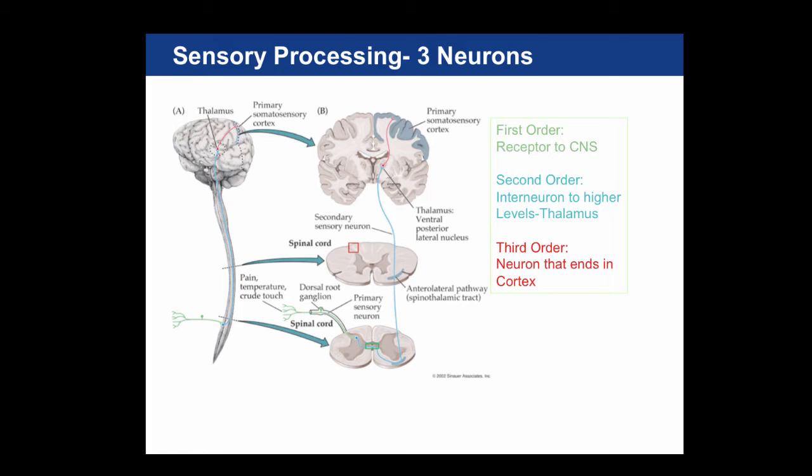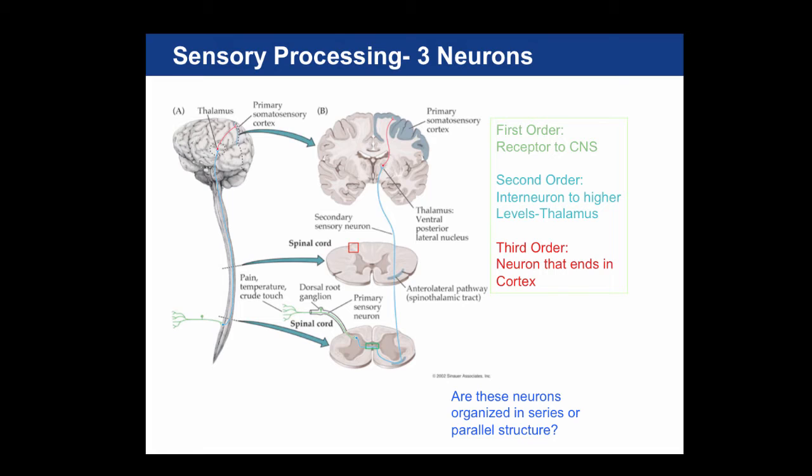So we have three neurons for sensory processing: a primary, or first-order, neuron, which carries information to the cord; a second-order neuron, which carries ascending information to the thalamus; and a third-order neuron, which carries information from the thalamus into the primary sensory cortex. If information is going to go to the cortex, this is the most common set of structures we find: primary, secondary, and tertiary neurons. We'll see some examples where we don't have three neurons that carry information. We only have two.